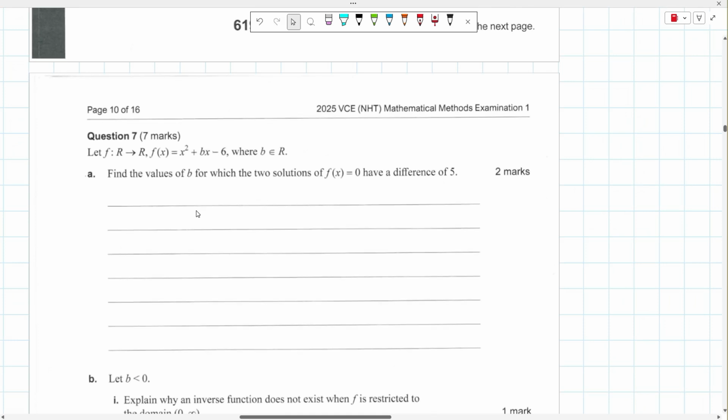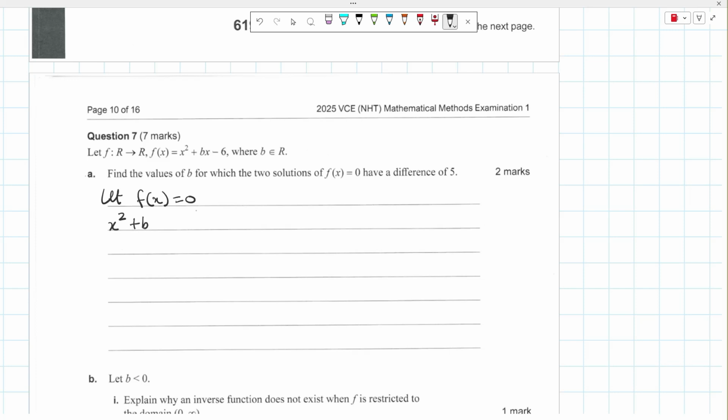Okay, f of x is equal to x squared plus bx minus 6. Find the values of b, where b is a real number, for which the two solutions of f of x equals 0 have a difference of 5. Okay, let's let f of x equal 0.